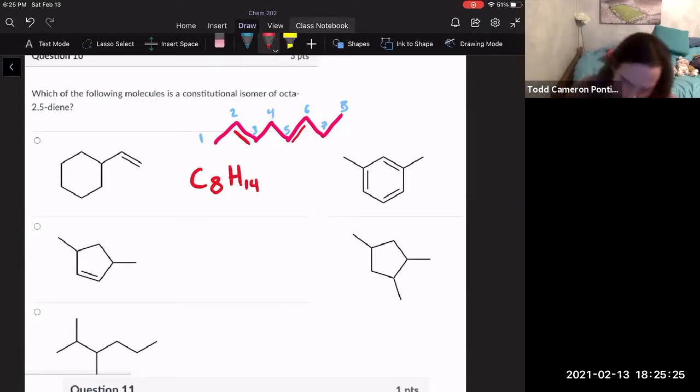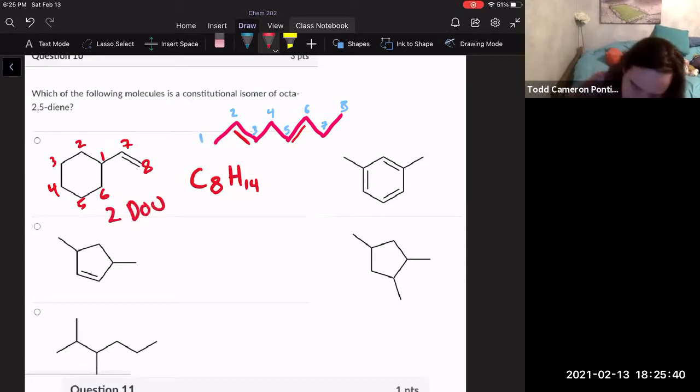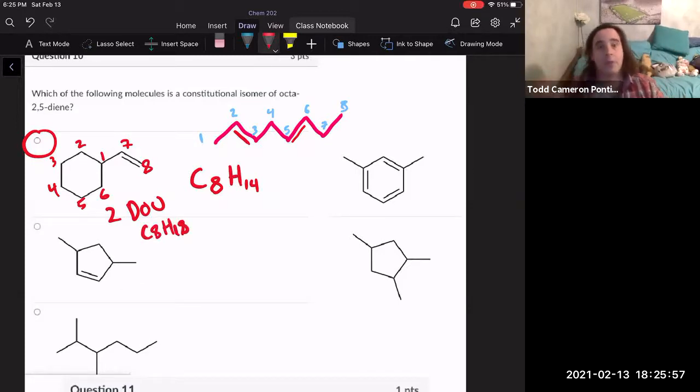Okay, so looking at these answers, this first molecule here has 1, 2, 3, 4, 5, 6, 7, 8 carbons. Okay, that's promising. This has 2 degrees of unsaturation. It's got a ring, which is a degree, and it's got a double bond. 8 carbons, 2 degrees of unsaturation. We have our winner. Ding, ding, ding. All the other ones, so this one, if you count it out, will be C8H18 as well. And remember, constitutional isomer means same number of each atom, just different connectivity.